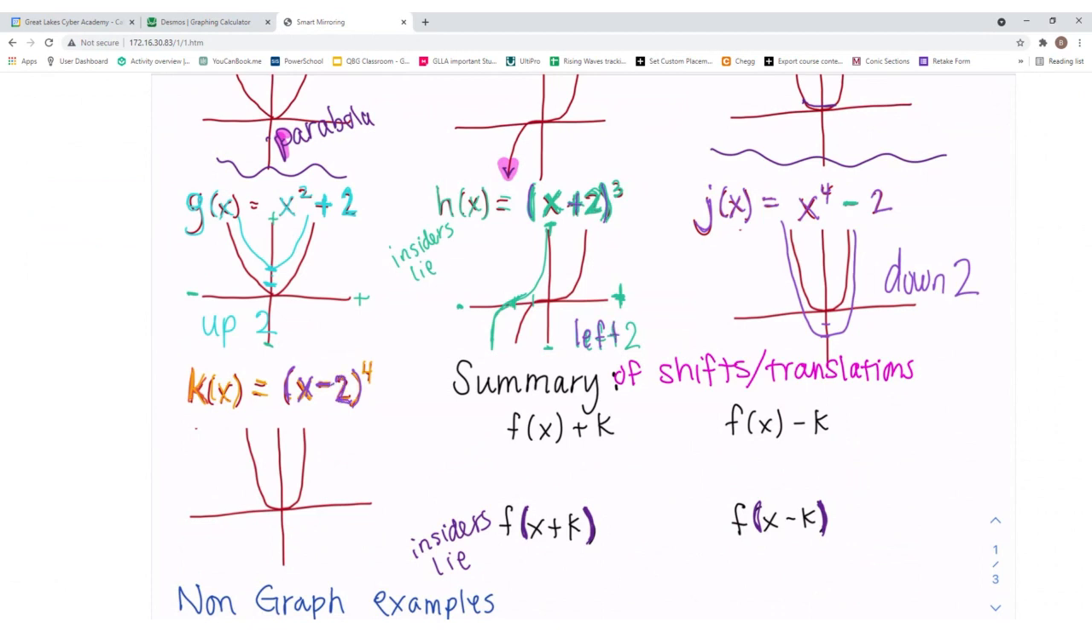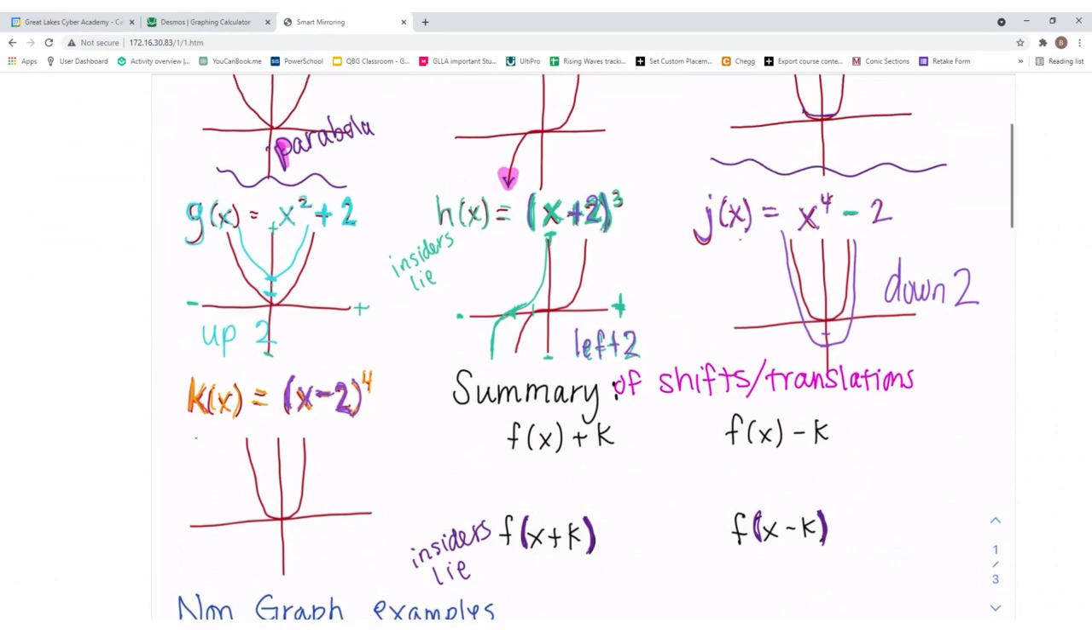So inside the parentheses, I added 2, and it went left 2. So if on the inside of the parentheses, I subtract 2, where do you think it's going to go? Yes. So instead, it will start over here, right 2, and it will be like this. Whoops, that's really not a very good graph, but pretend like it is. Okay, so it is indeed going to go right 2, and that's it.